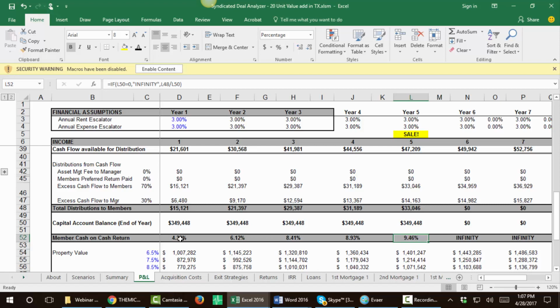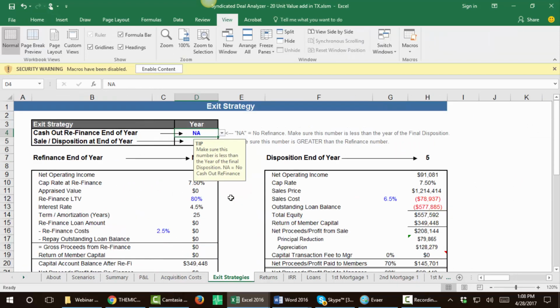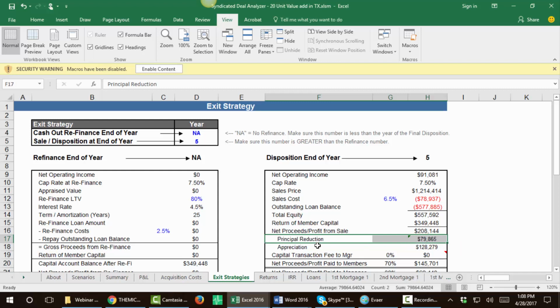Now, the second key metric that makes up the average annual return is the amortization, the pay down of the loan. So, for example, if we go here, let me zoom in a little bit. In this tab, we're selling this asset after 5 years. And so what you see here is the amortization, the principal reduction. Over 5 years, our tenants paid down $80,000 of the loan for us, which is very nice. And so that factors into the average annual and the total return as well.